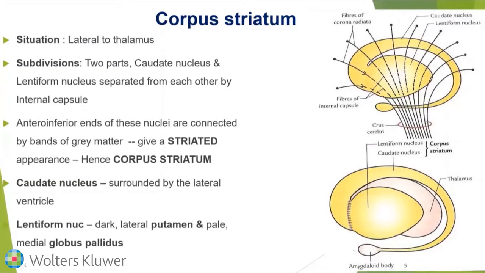Corpus means a body, striatum means having a striated or striped appearance. A body having a striped appearance, hence the term corpus striatum has been coined. Caudate nucleus is surrounded by the lateral ventricle, and the lentiform nucleus consists of a dark lateral putamen and pale medial globus pallidus.